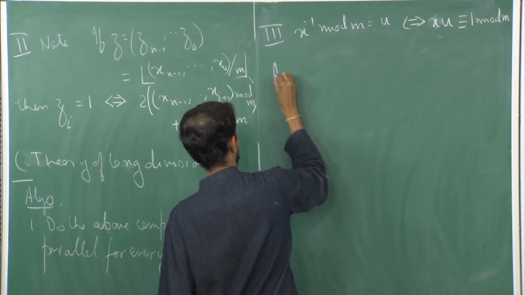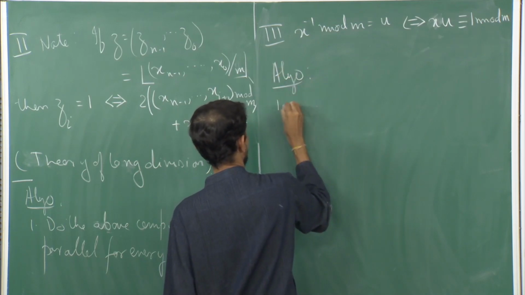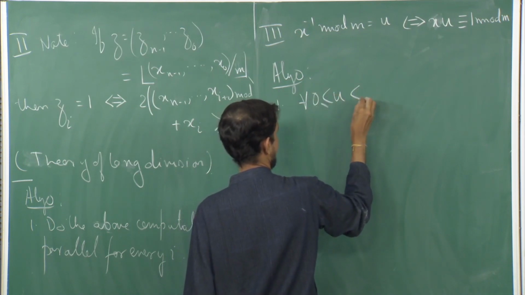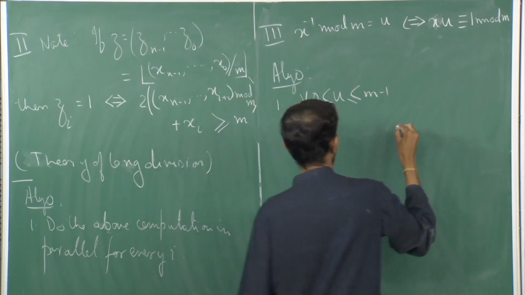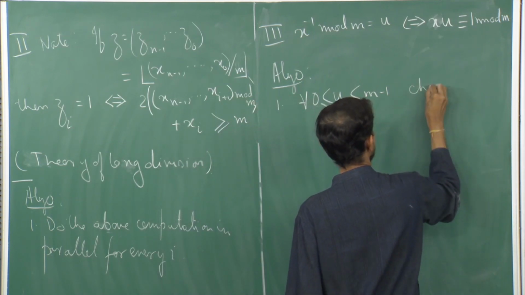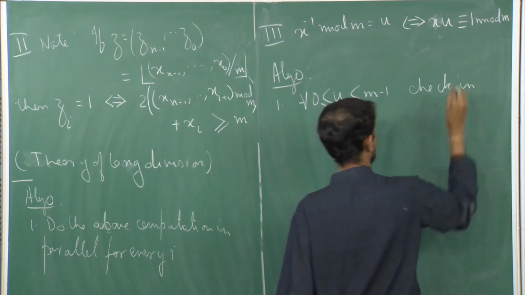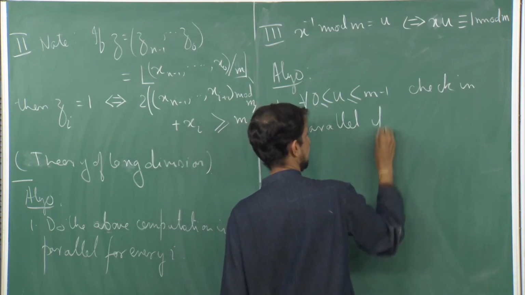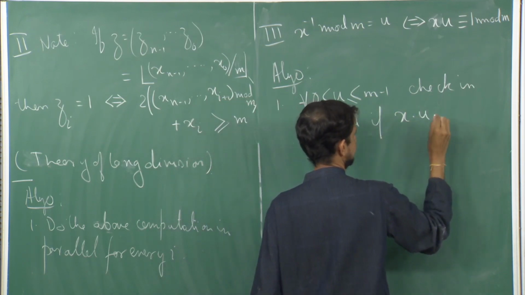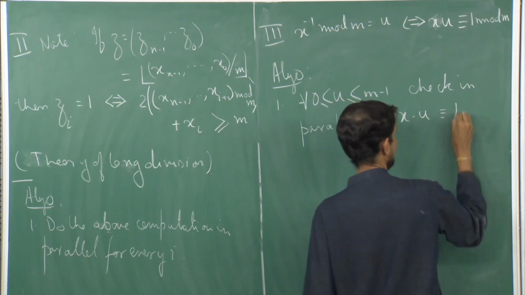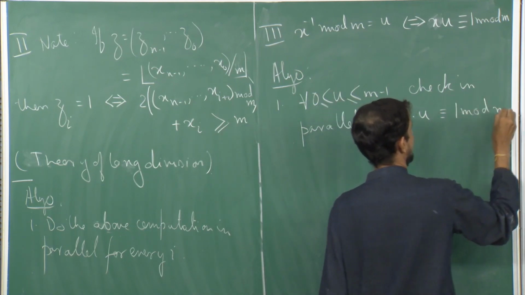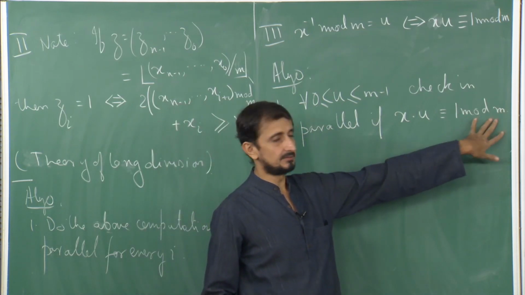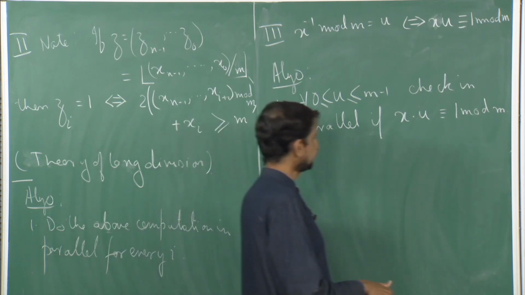So the algorithm is that for all u, check in parallel if x times u is congruent to 1 mod m. So multiplication we know is in NC1, and we just saw that this also is in NC1.